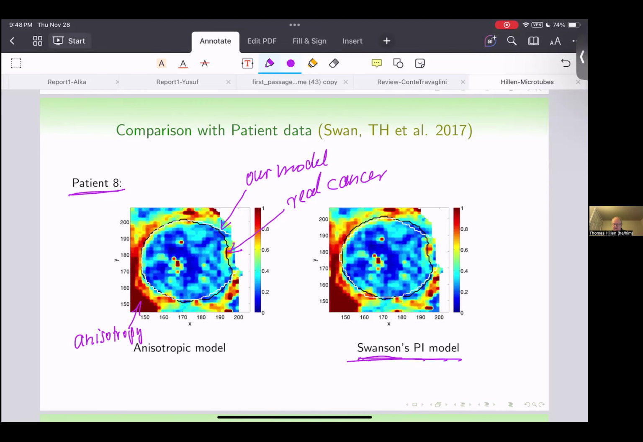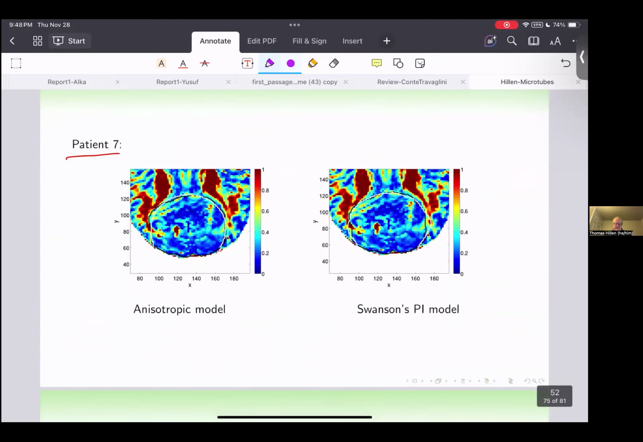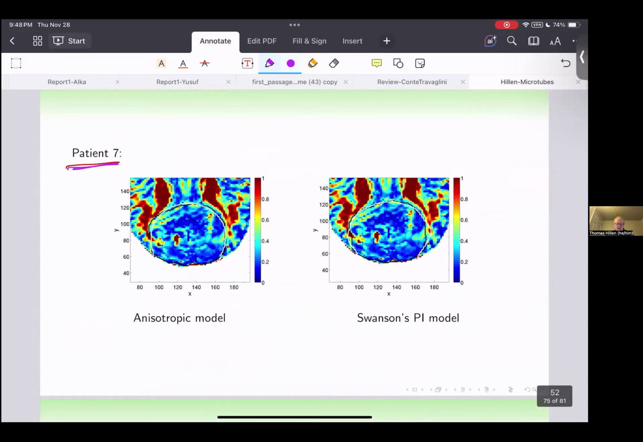Let's look at a few more of these. So patient 7 in our study. Again, the black outline is a true cancer. The white outline is our predicted cancer. And you can see, if you sit close enough to the screen, there's a difference. Swanson's model predicts a little bit of growth here on the right, which is not predicted in our model. So here our model does a little bit better than the Swanson model.